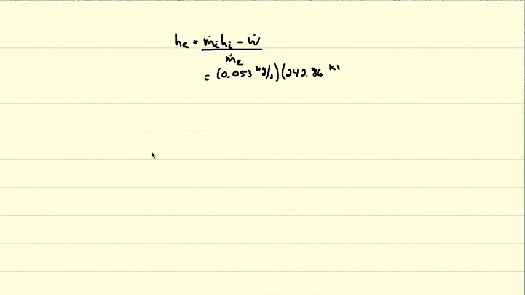Okay, so let me rewrite that equation for y'all. So we said that hE is equal to m dot I hI minus W dot, divided by m dot E. Okay, and now I can go ahead and start to plug things in. So this is equal to my m dot I, which is 0.053 kilograms per second, times hI, which is 242.86 kilojoules per kilogram, minus my W dot term, which is negative 2.35 kilowatts, which of course is a kilojoule per second.